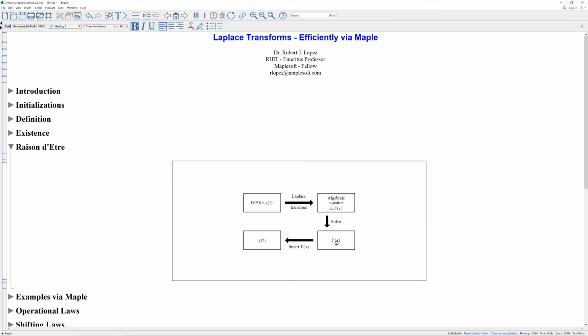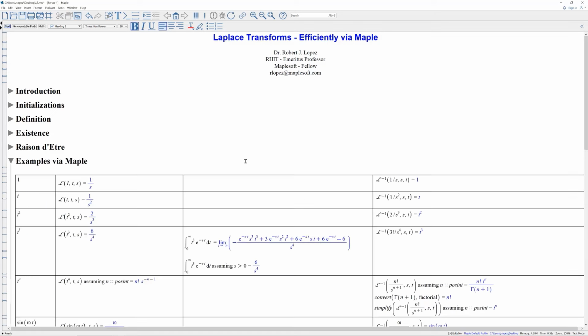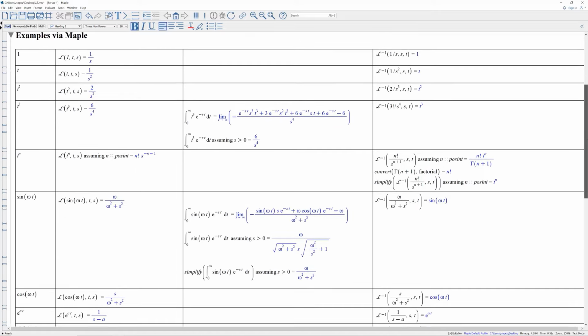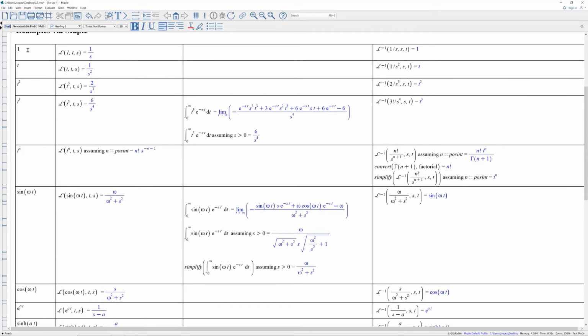Transform, solve, invert. Now, at this point in the course, probably some Laplace transforms are introduced. Now I'm going to use Maple to generate these Laplace transforms. If you have a constant, the transform is 1 over s. Now this is the syntax in Maple. What are you transforming? What is the existing variable? What is the transform variable?